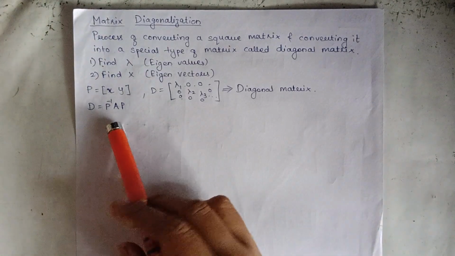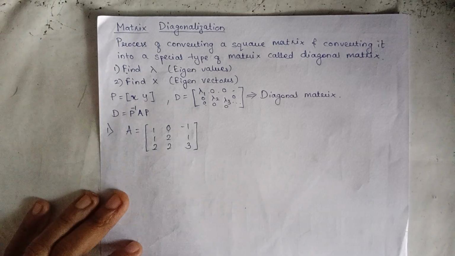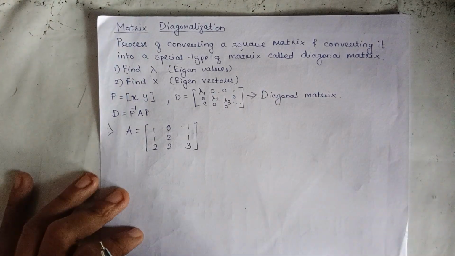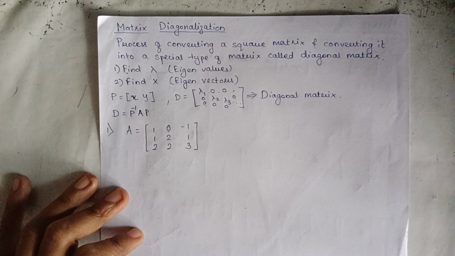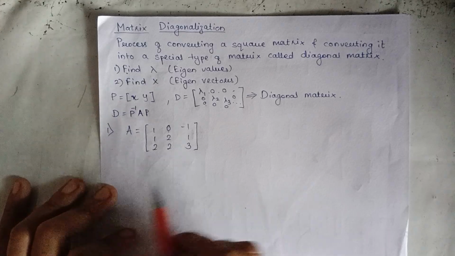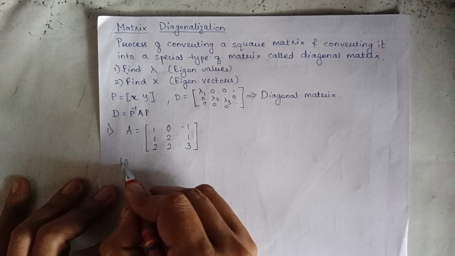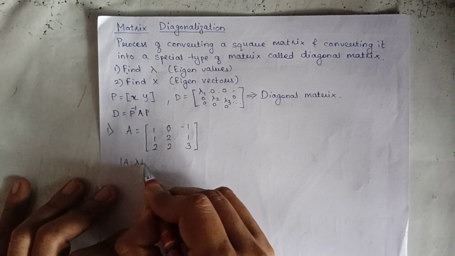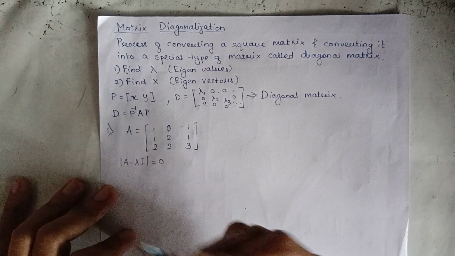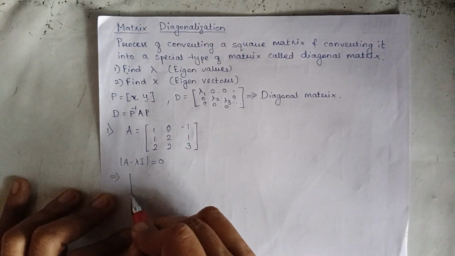So let's start with an example. We have taken a 3 by 3 matrix. We have done a 2 by 2 matrix for eigenvalues and eigenvectors, so I'll take a 3 by 3 matrix now. First you find the determinant of A minus lambda I equal to 0. You have to take this and solve the equation. So I'll directly write this.